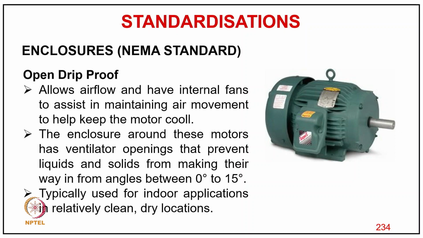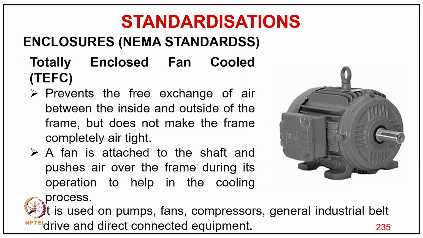And typically, an example is the drip proof open motors, which allow airflow and have internal fans to assist in maintaining air movement to help keep the motor cool. And the enclosure around these motors has ventilation openings that prevent liquid and solids from making their way in at an angle between 0 to 15 degrees, and they are typically used in indoor applications in relatively clean, dry locations.